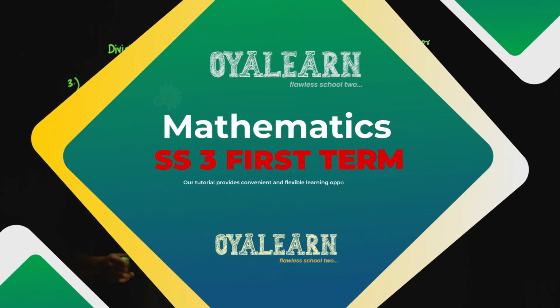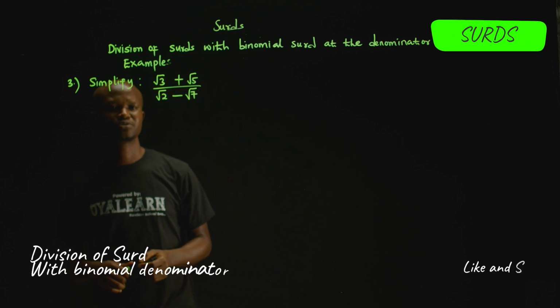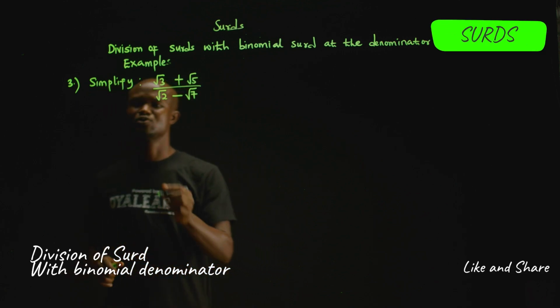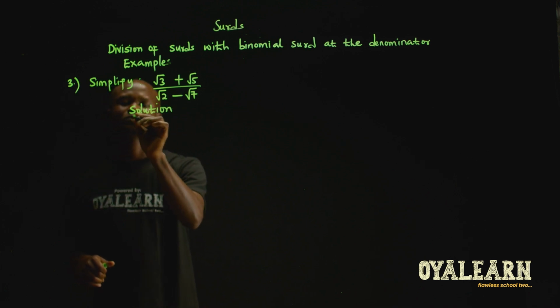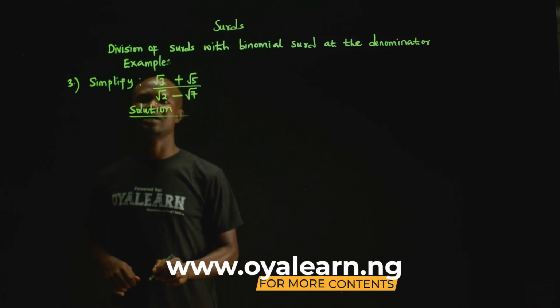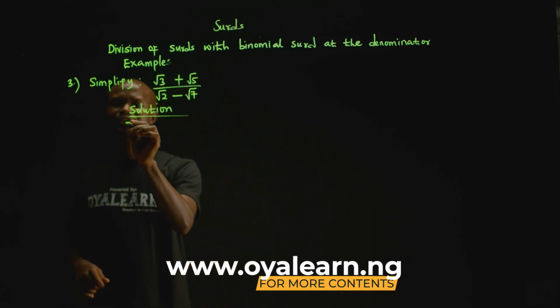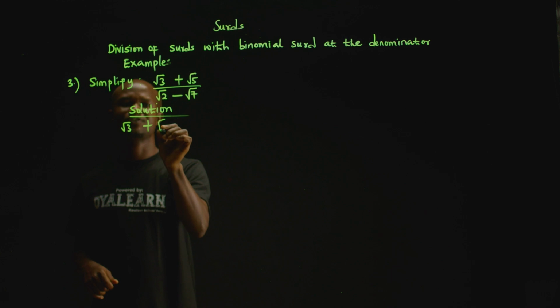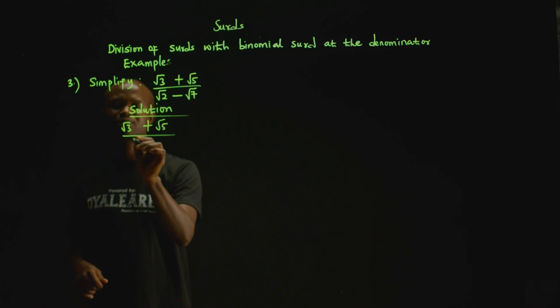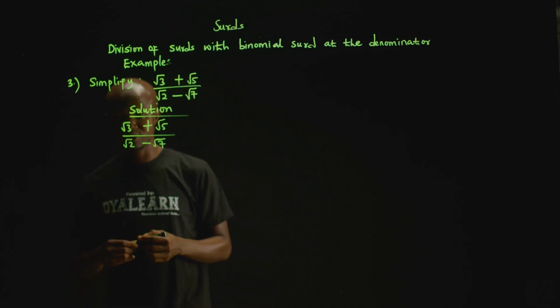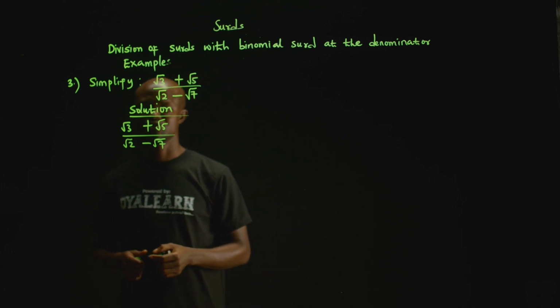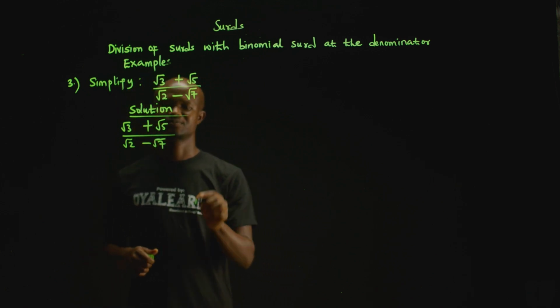Simplify: root 3 plus root 5, all divided by root 2 minus root 7. Solution. Now we have root 3 plus root 5 divided by root 2 minus root 7. In this case, the denominator is irrational, so we need to make it rational.